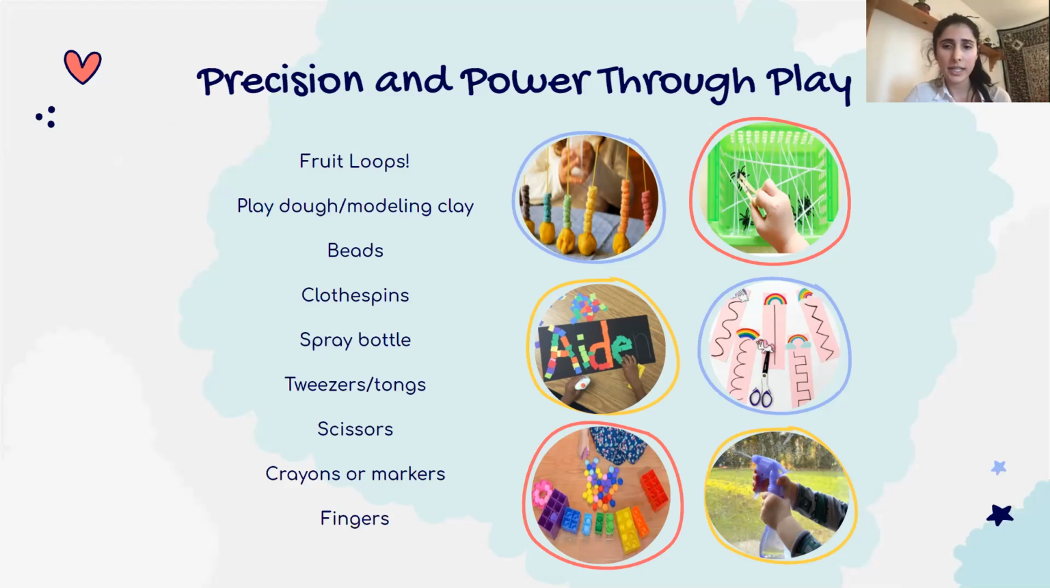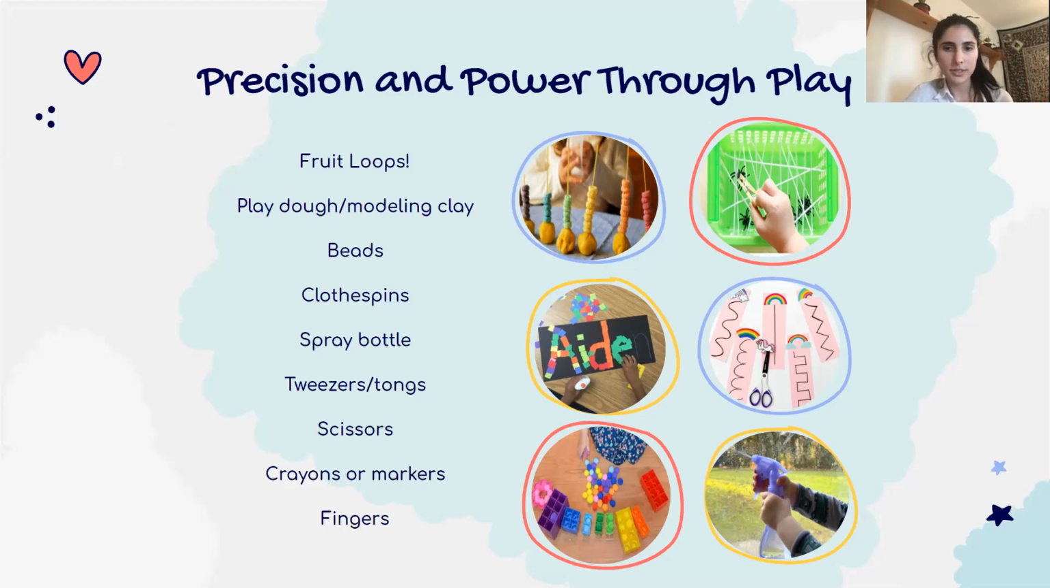Clothespins are great. There's an activity called Catch a Bug. You can see the image over there where you strip yarn around and you put in some bugs, and you can have your child try to grasp the clothespin and pull out the bug. What else? We have spray bottles. Have them water the plants with a spray bottle or clean the window, or even go outside and spray chalk.